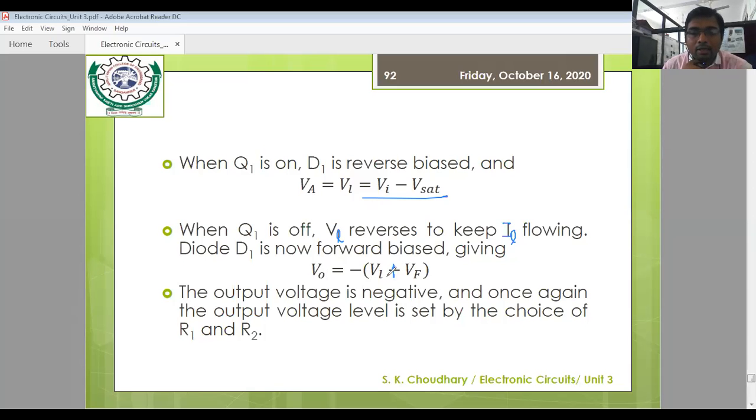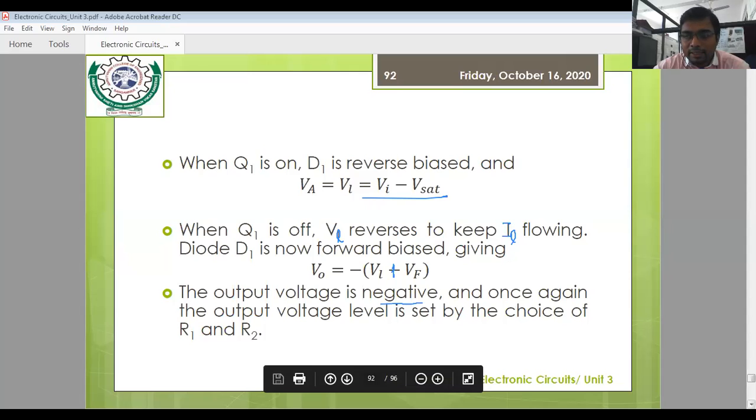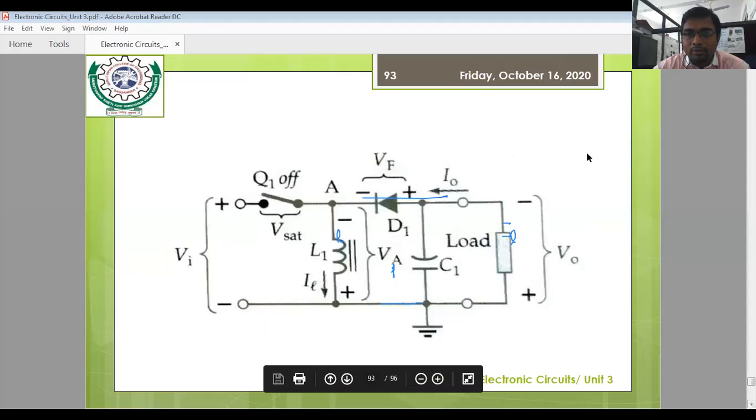So here there is a positive, negative voltage available across this output terminal. That is the summation of the inductor voltage plus the voltage across the diode. So the output voltage is negative, and this output voltage level depends upon the choice of R1 and R2, as per the basic circuitry of your SMPS. We know that.